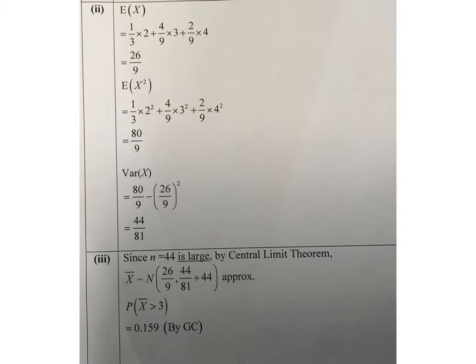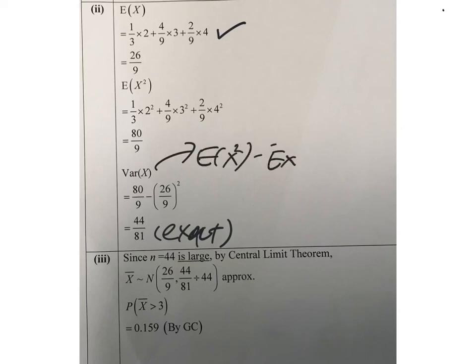For question 7 part 2, you're asked to show that the expectation E(X) is 26/9. This is generally well done. Almost everyone can do it. Then you're asked to find the exact value of the variance. I need you to take note that it is E(X squared) minus E(X), the whole thing squared. So just don't forget this square, otherwise it's well done.